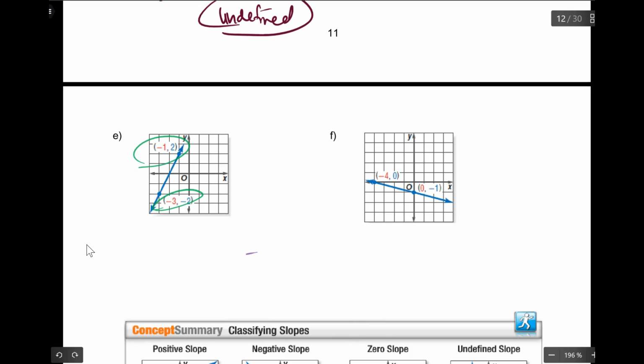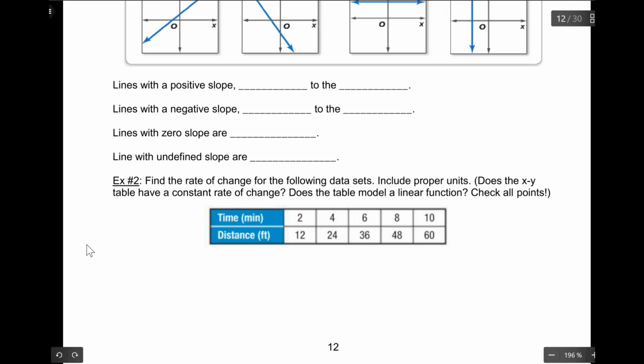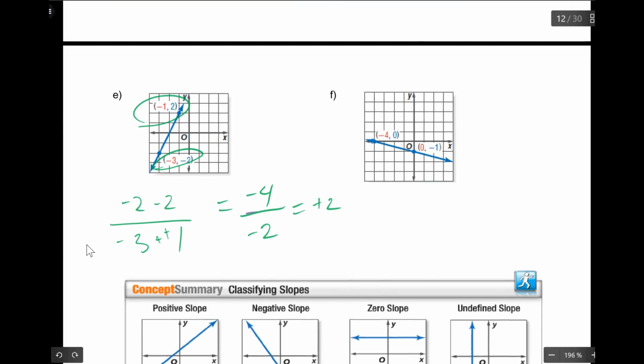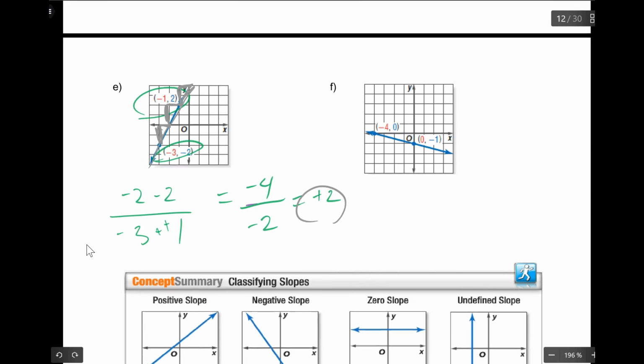So here are my 2 points. Color code them. So negative 2 minus 2 over negative 3 minus negative 1. Negative 2 minus 2 is actually negative 4, over negative 3 minus a negative is plus 1. Negative 3 plus 1 is negative 2. The negatives cancel out and we have a positive 2 slope. Hopefully that makes sense and you can see it. We go up 2 over 1, up 2 over 1, up 2 over 1 along that line. It's a positive 2.